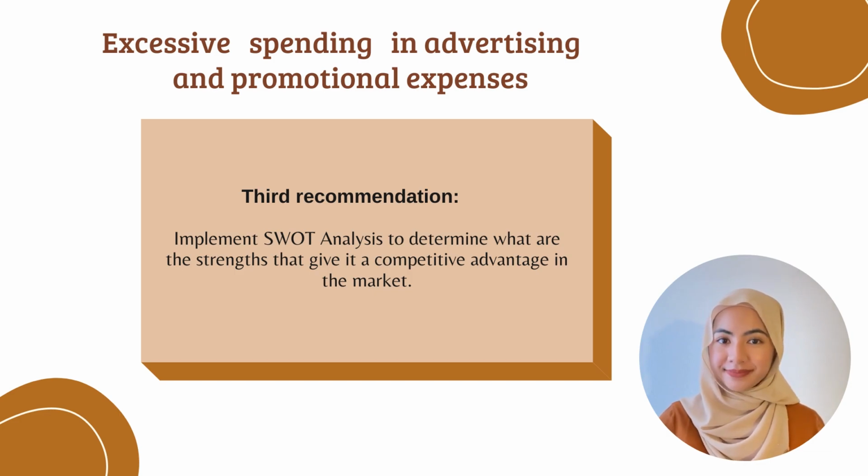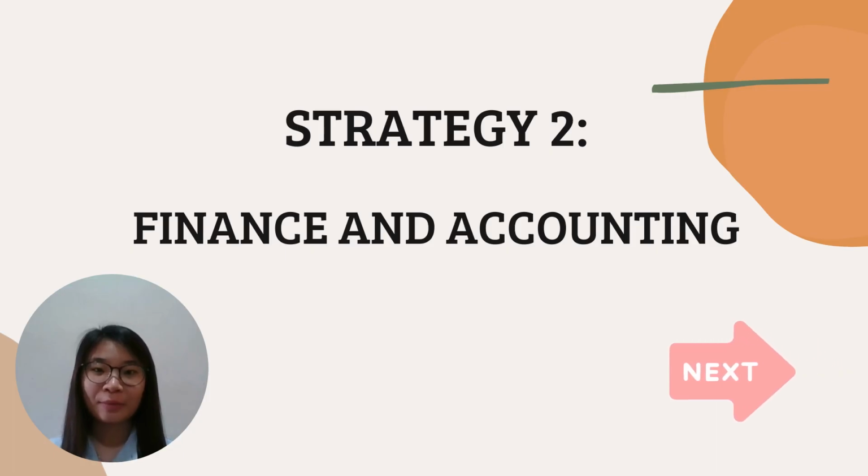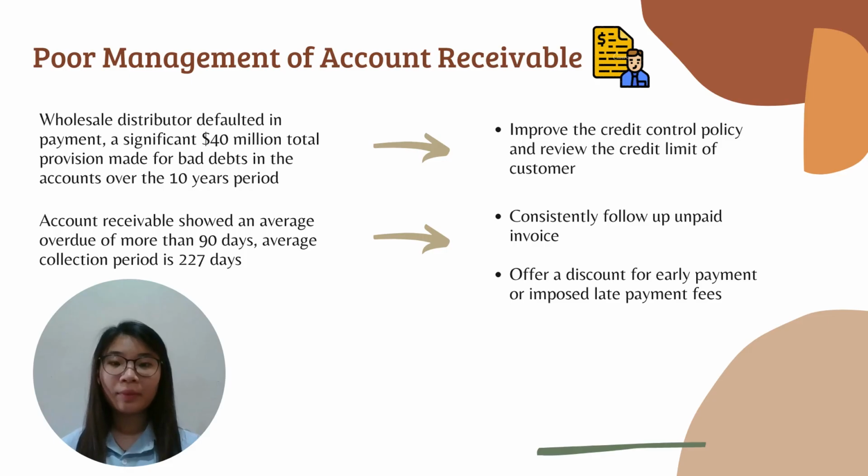Thank you. I'm Choi and I'll be presenting the strategy for the finance and accounting department. First, the poor management of receivables caused the wholesale distributor to default in payment. There is a significant $40 million total provision made for bad debts in the account over a 10-year period.